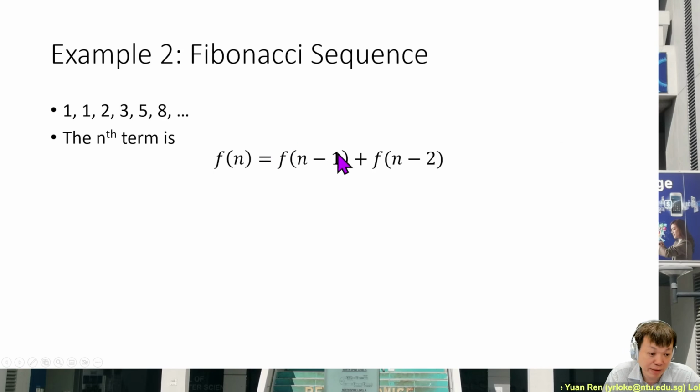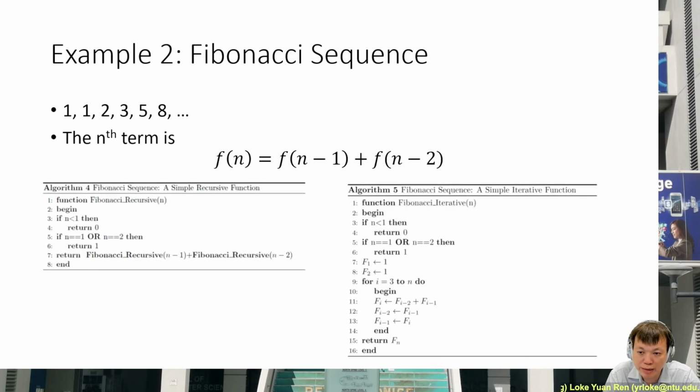So that is the Fibonacci sequence. And the problem is I want to find the n-th term. What is the number at the n-th term? Again, if you know the definition, the most intuitive algorithm you would want to implement is a recursive function.